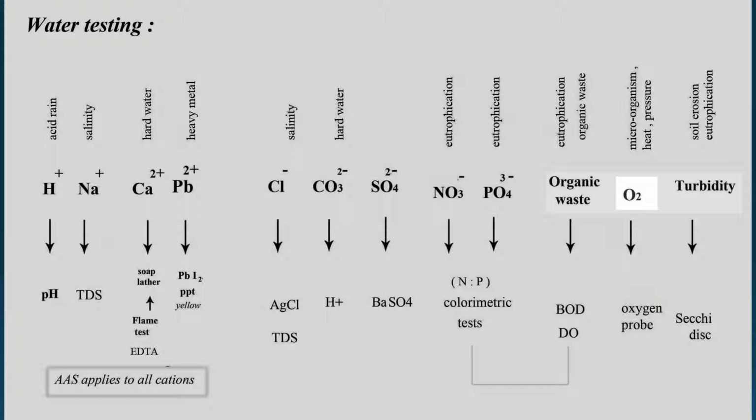Oxygen testing is a basic test to see if there is any pollution from heat, pressure, or bacteria. You just use an oxygen meter. Turbidity test: any soil erosion or eutrophication makes the water murky. The technique uses a Secchi disk. Student, learn this summary well.